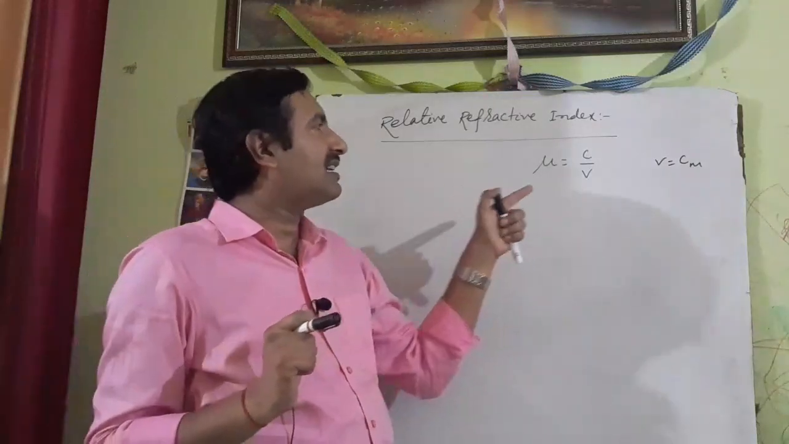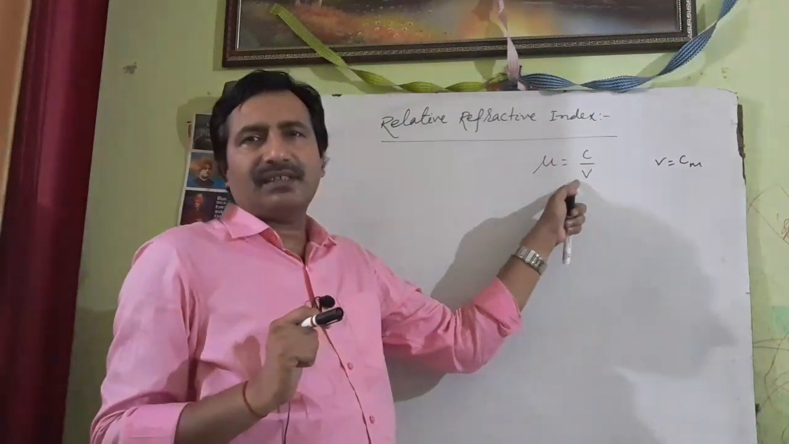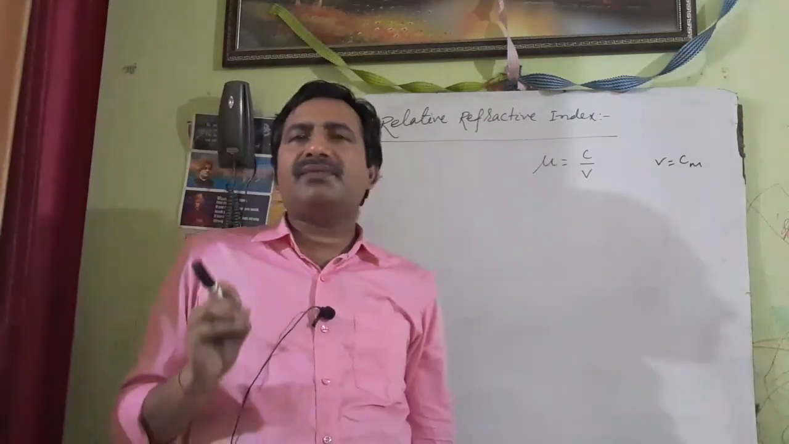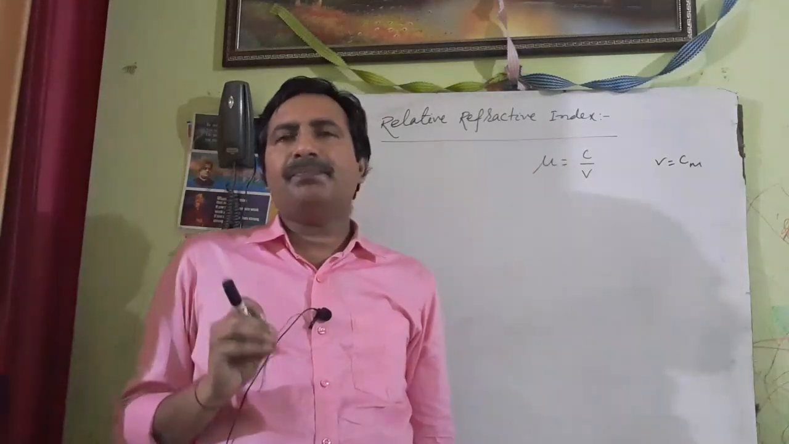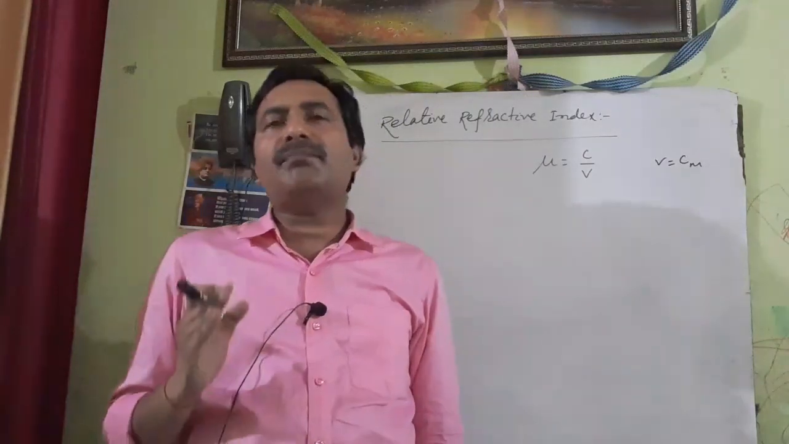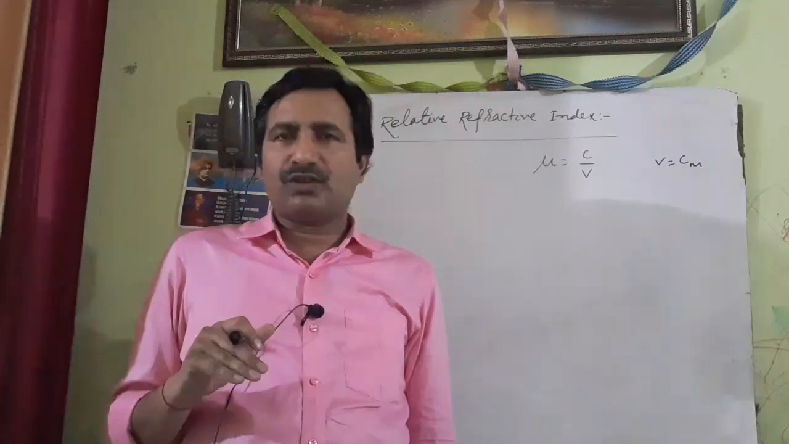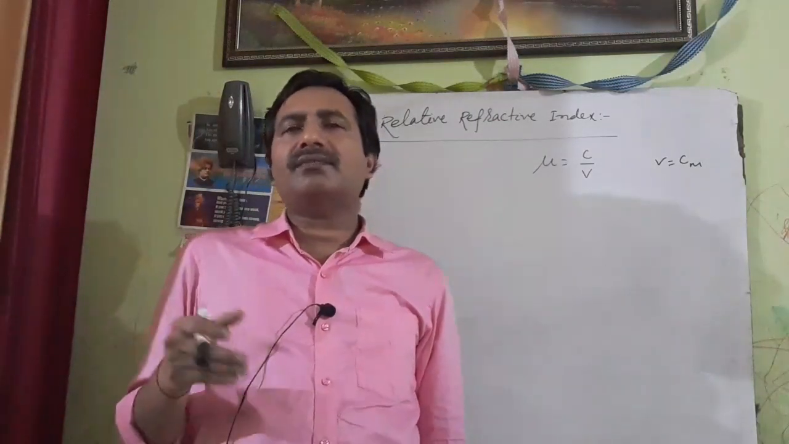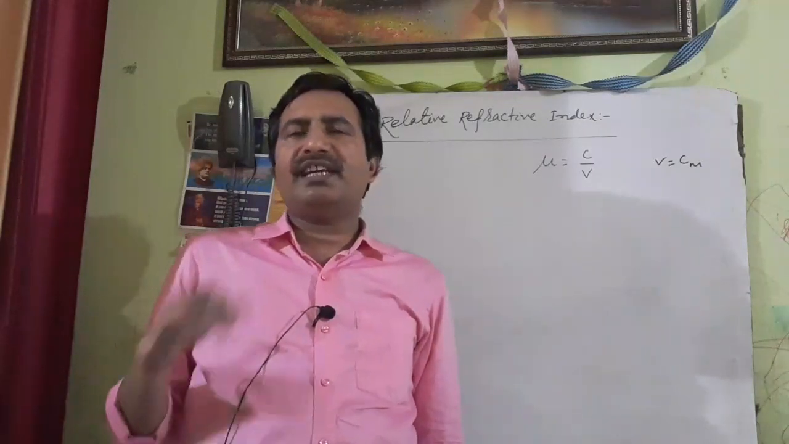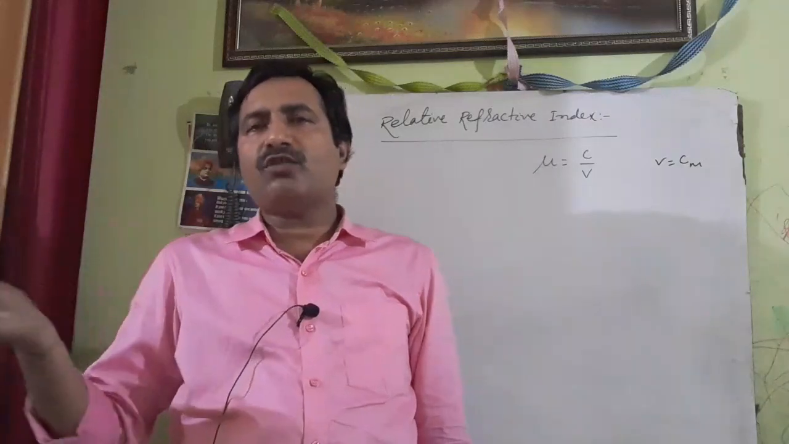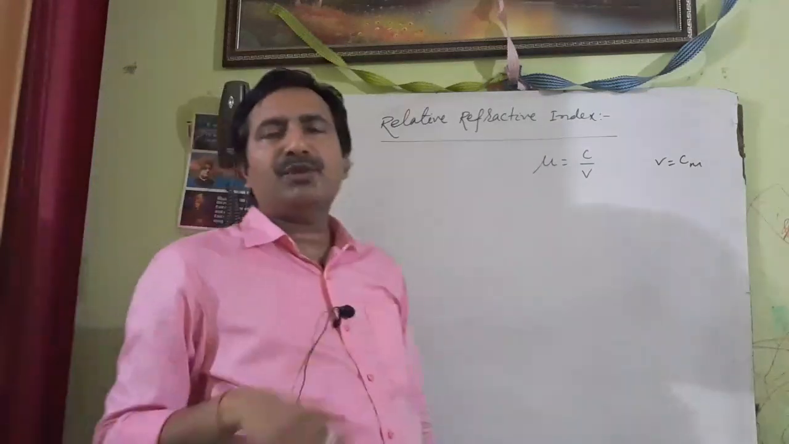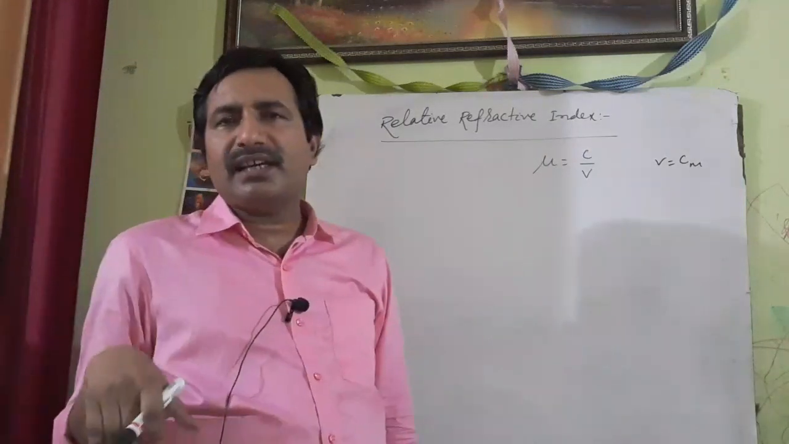I discussed in the previous lecture that C is always greater than V. So this mu is always greater than 1, meaning the absolute refractive index of any medium is greater than 1. It is 1, which is the minimum absolute refractive index, for vacuum. And for convenience we take mu equal to 1 for air also. Although it is somewhat greater than this, it is 1.0003, we use mu equal to 1 for air also.